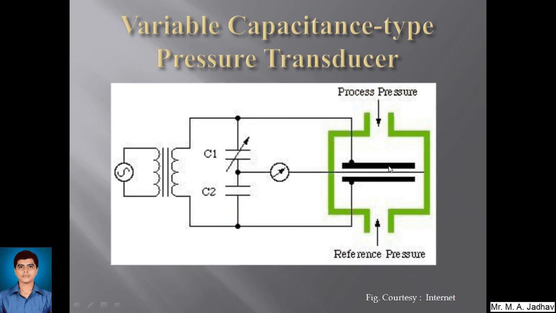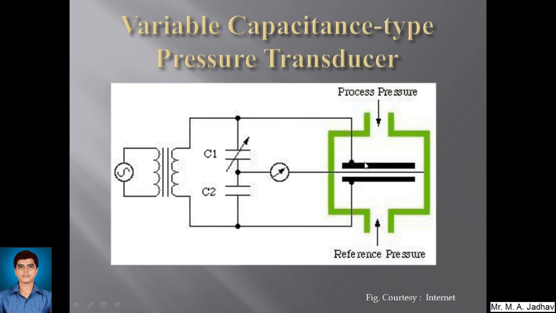We can either change the overlap area between these two plates, or the distance between the two plates, or the dielectric material between the plates. So here, on one side of the plate we are going to apply the reference pressure, and on the other side of the plate we are going to apply the process pressure. Here we are going to measure the process pressure. So here it is a known pressure, here it is an unknown pressure.